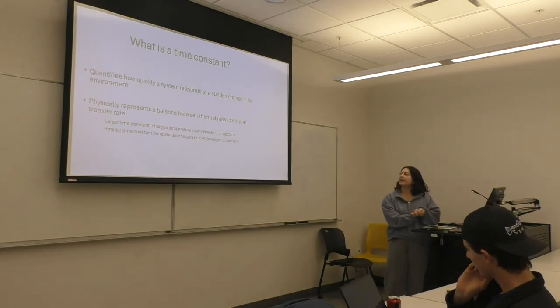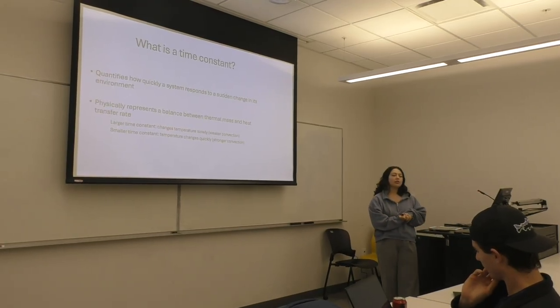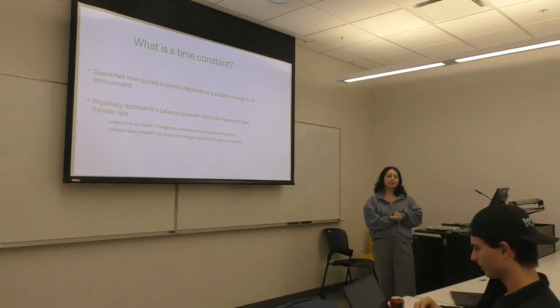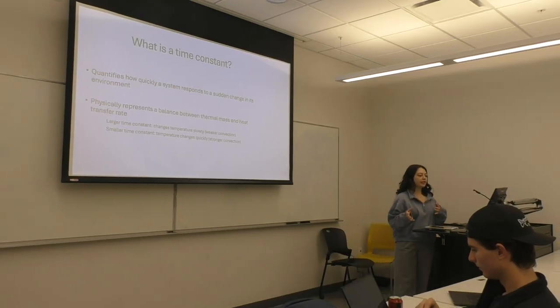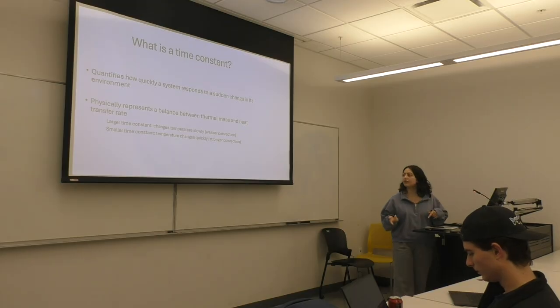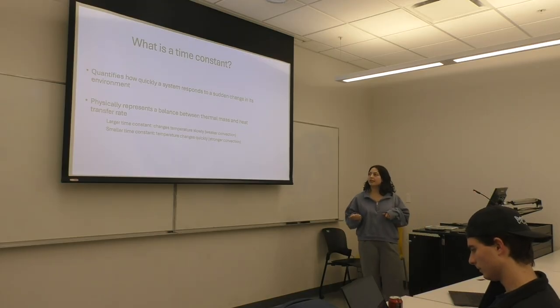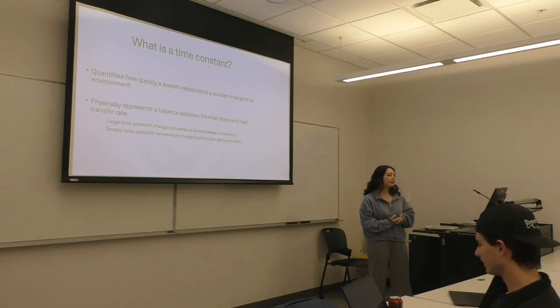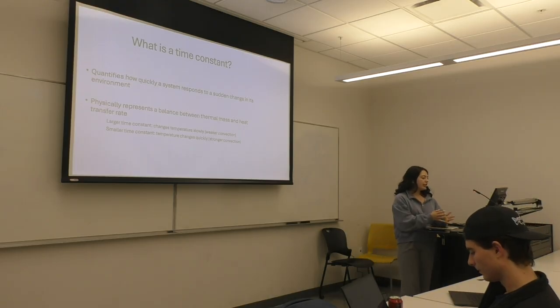As far as what a time constant is, it represents how quickly a system responds to a sudden change, but physically it shows a balance between thermal mass and heat transfer rate. With a larger time constant, the temperature changes really slowly, which means weaker convection. With a smaller time constant, the temperature changes very quickly, so stronger convection.